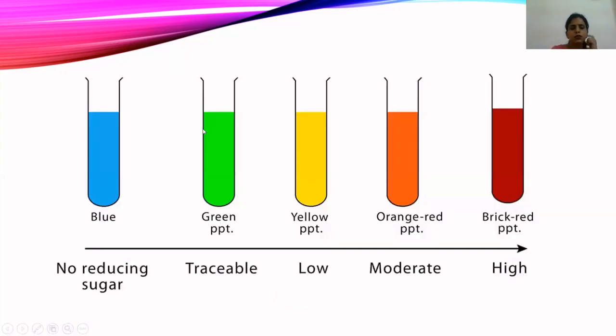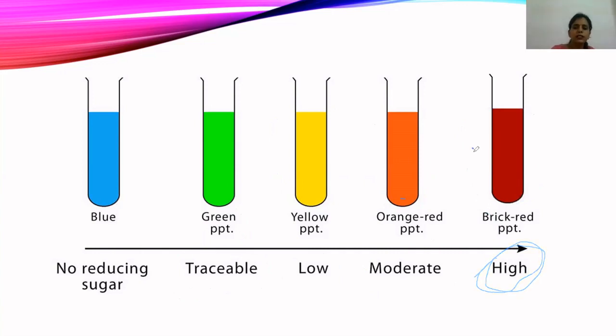So the next slide shows you the color of the Benedict reagent test. After performing the test, if the color remains blue, that means no reducing sugar is present in it. If you get green precipitate, that means a traceable or very low amount of reducing sugar is present in the food. If you get yellow precipitate, that means a low amount. If you get orange precipitate, that means a moderate amount is present. If you get brick red precipitate, that means a very high amount of reducing sugar is present in the food.